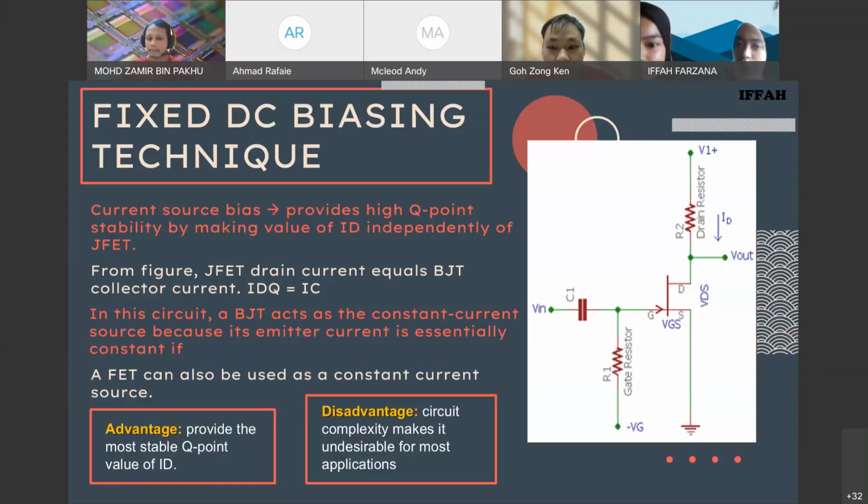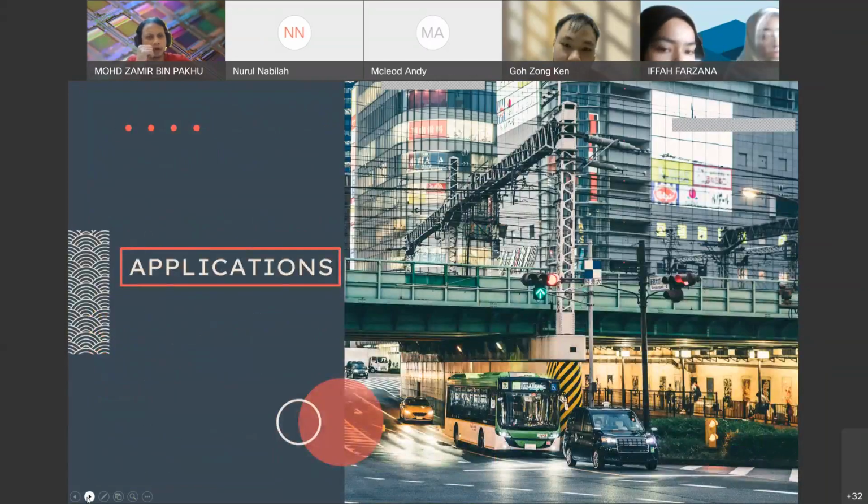Doctor, my name is Nur Nabila. Okay, go ahead, Nabila. In the disadvantages part, why is JFET negatively biased? Okay, guys. Can you go to the page where you show disadvantages of JFET? I think among the last slides, right? Can you move on to the last slide, disadvantages, where you show about the negative bias.